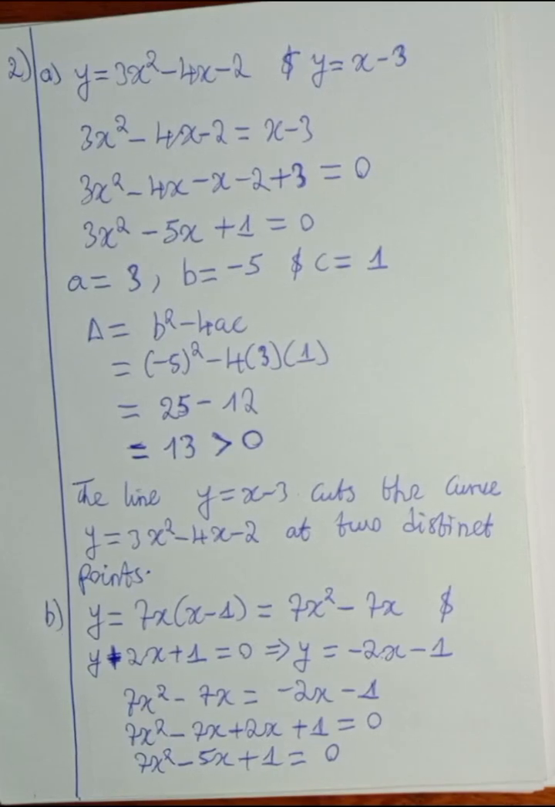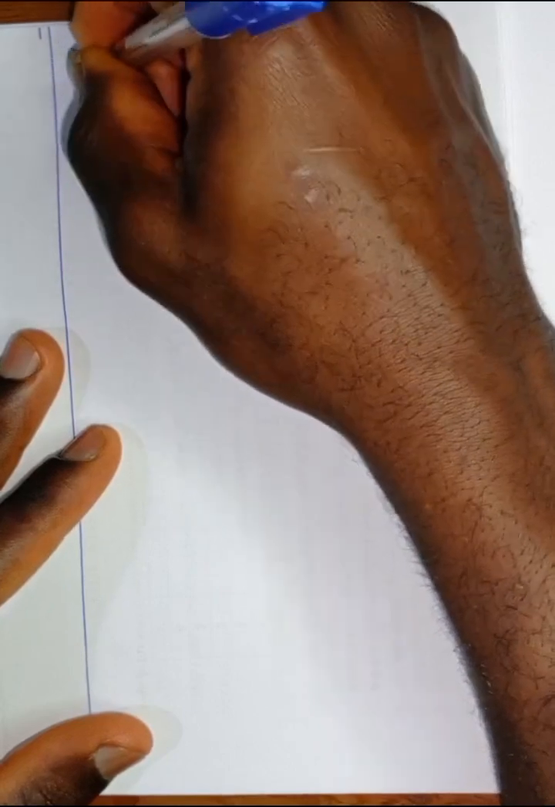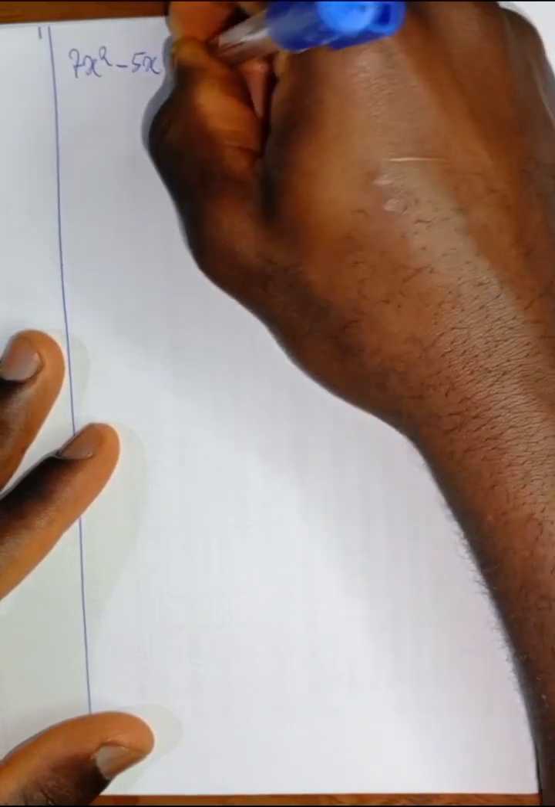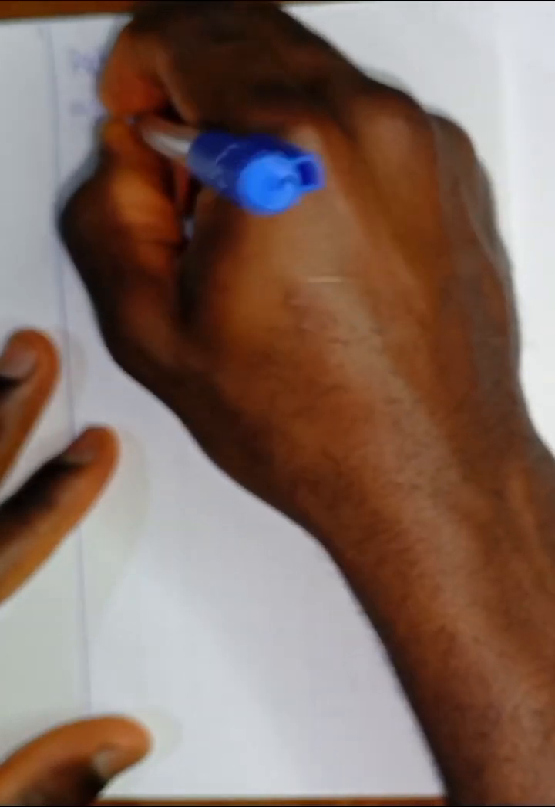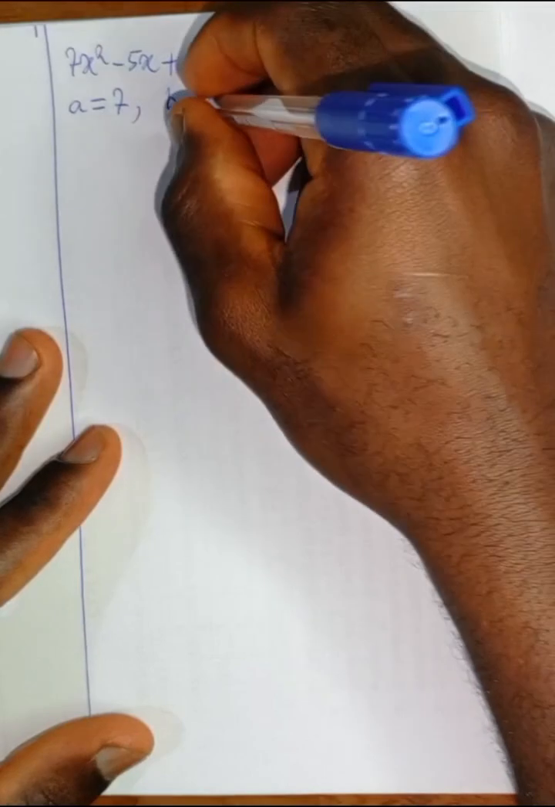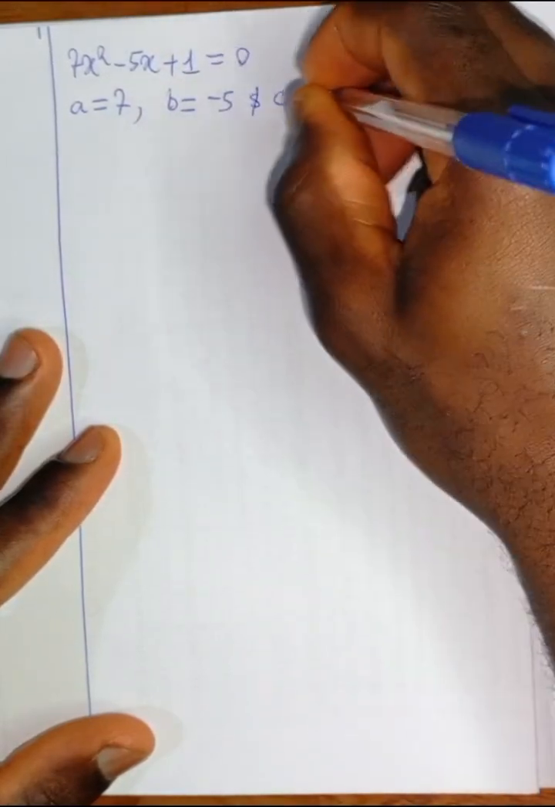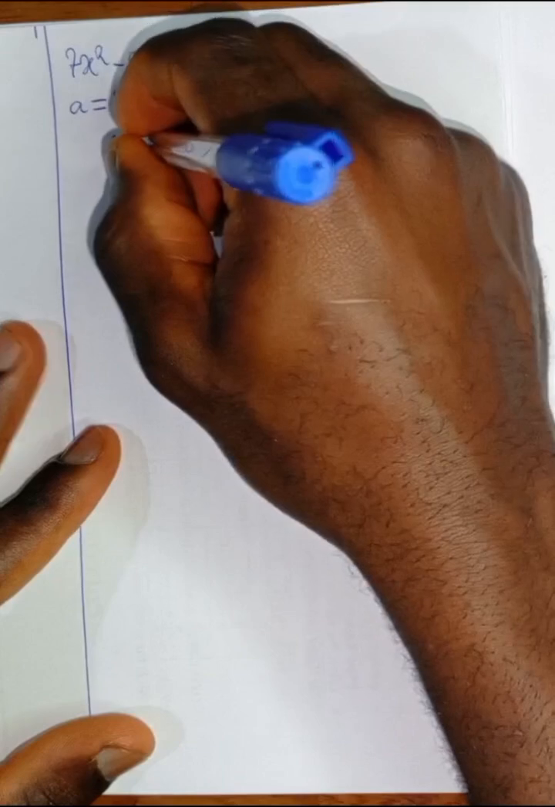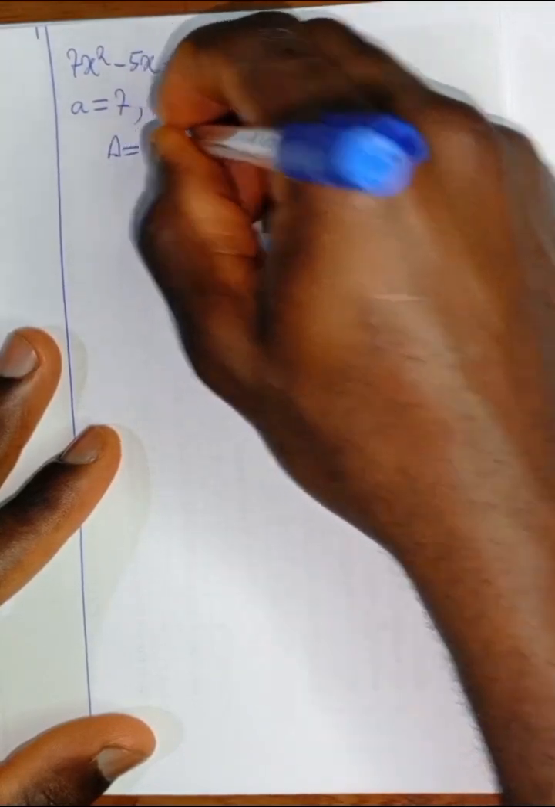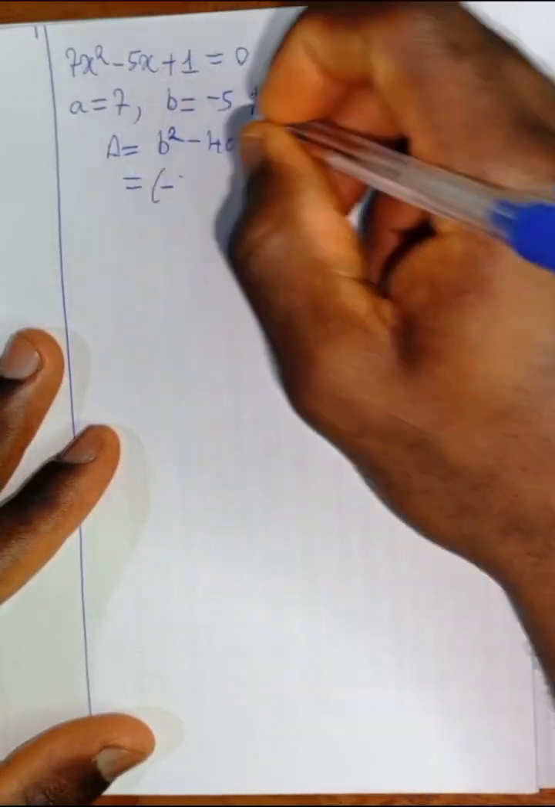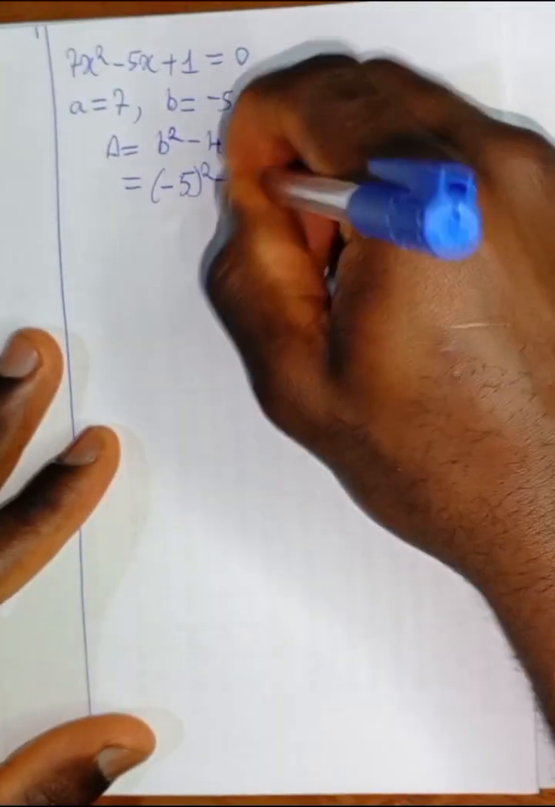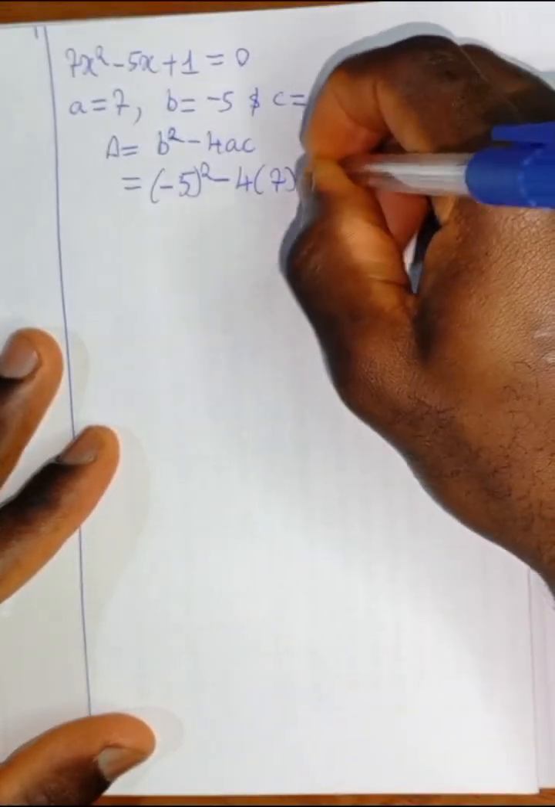The next step, we need to find the discriminant of this quadratic equation. We have 7x squared minus 5x plus 1 is equal to 0. In this case, our A is the coefficient of x squared, which is 7. Our B is the coefficient of x, which is negative 5. And our C is the constant term, which is 1. We know the discriminant is given by b squared minus 4ac, which is simply equal to negative 5 squared minus 4 times a, which is 7, times c, which is 1.